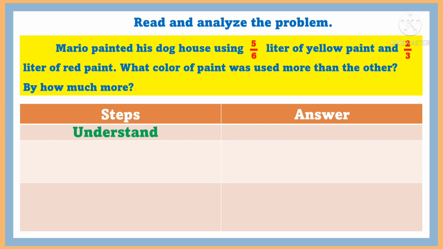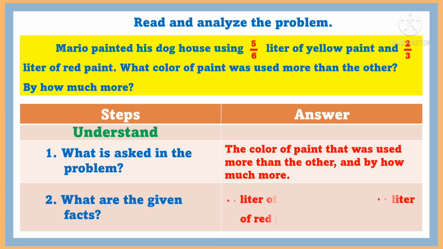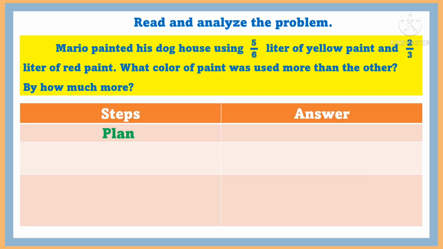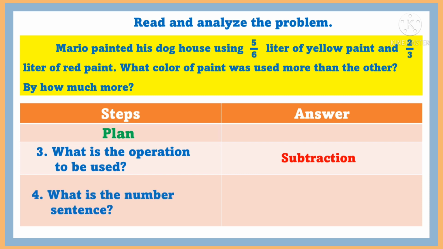Step 1 is understand. So what is being asked in the problem? The color paint that was used more than the other and by how much more? What are the given facts? 5/6 liter of yellow paint and 2/3 liter of red paint. Step 2 is plan. So what operation are we going to use? So we will use subtraction. Next, what is the number sentence? 5/6 minus 2/3 equals n.